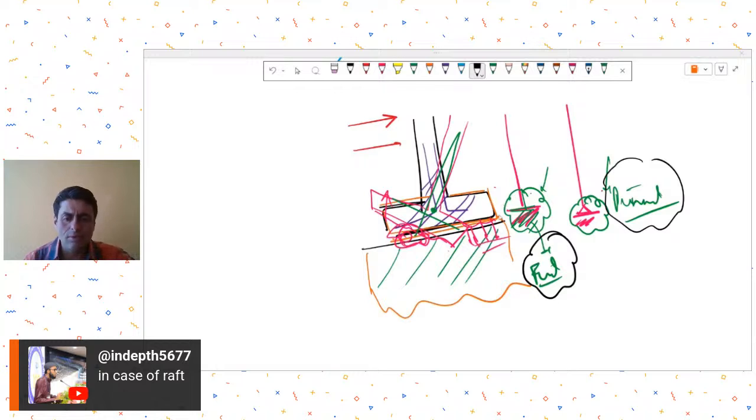In case of raft also, somewhat similar principles may be adopted. Although this discussion is more valid for isolated footings, because in isolated footings there is a chance of rotation possible under the effects of lateral wind, which might not be there in case of raft. So I think in raft you can just go ahead with fixed conditions. In isolated footings, you can try it out for both pinned as well as fixed conditions. Okay.